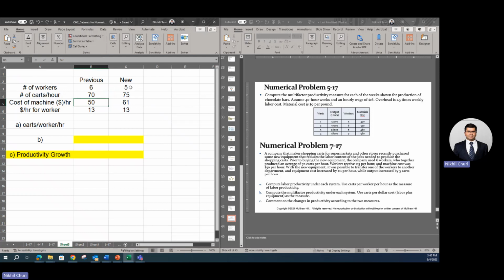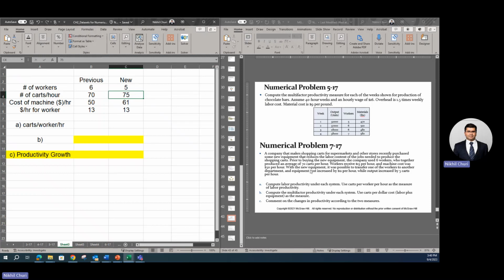So again, with the new condition, they are only using 5 workers. And the last statement says the output increased by 5 cars per hour. Previous output was 70, so increased by 5. So I'm adding this 5, so it becomes 75 cars per hour produced with the new equipment.